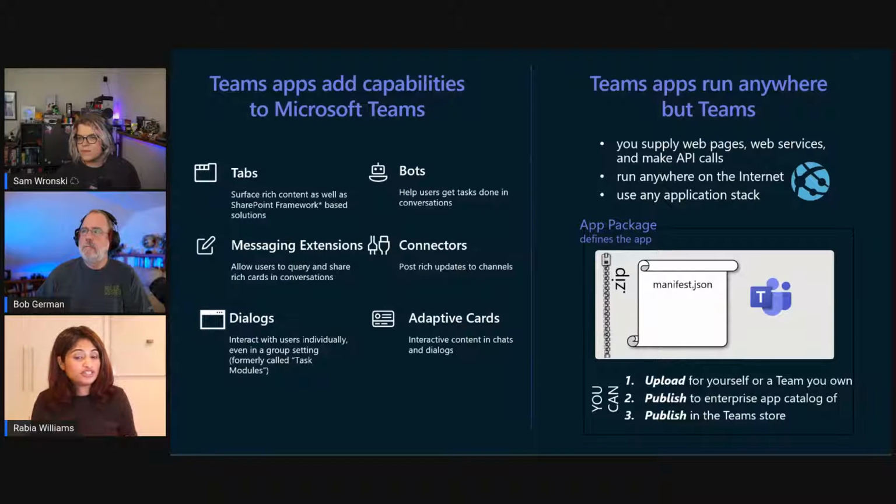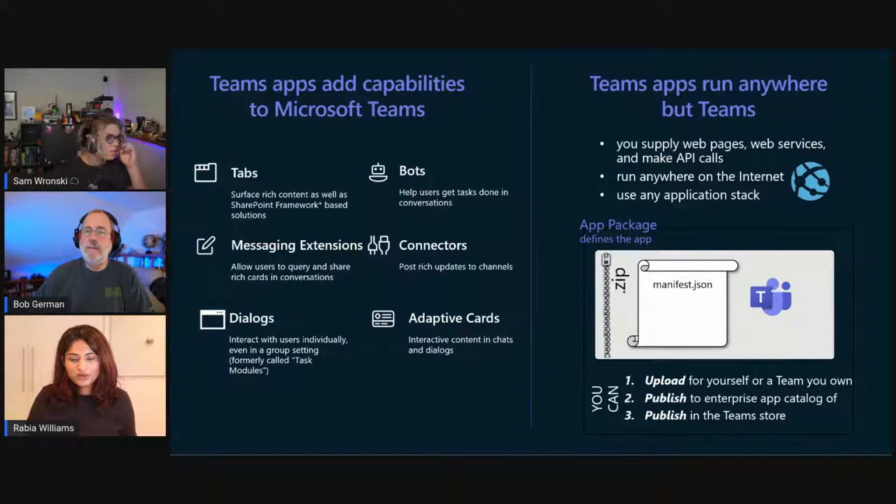You can also have connectors, which could be outgoing or incoming. Dialogs, little pop-ups within Teams, or you can have the rich cards that I already mentioned, like adaptive cards. They are interactive content, nice looking cards where you can click, do actions, etc. So these are certain capabilities you can build with a Teams app. Now you can extend them onto other host apps like Outlook and Office.com.